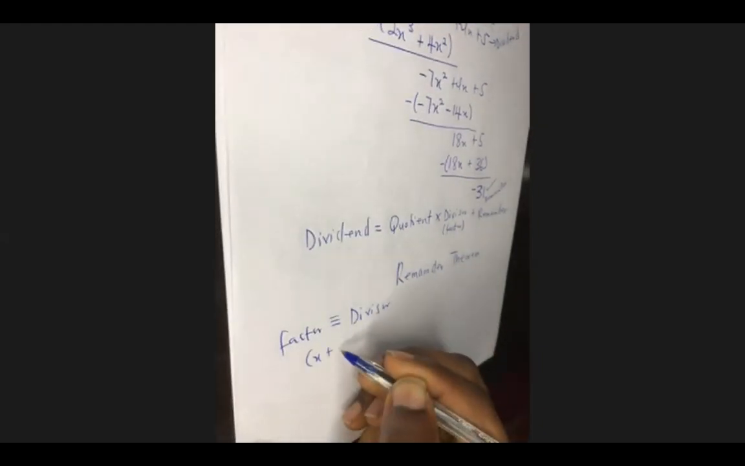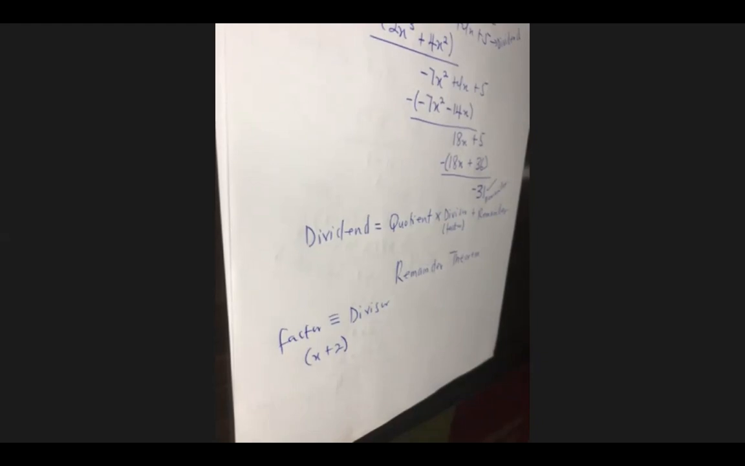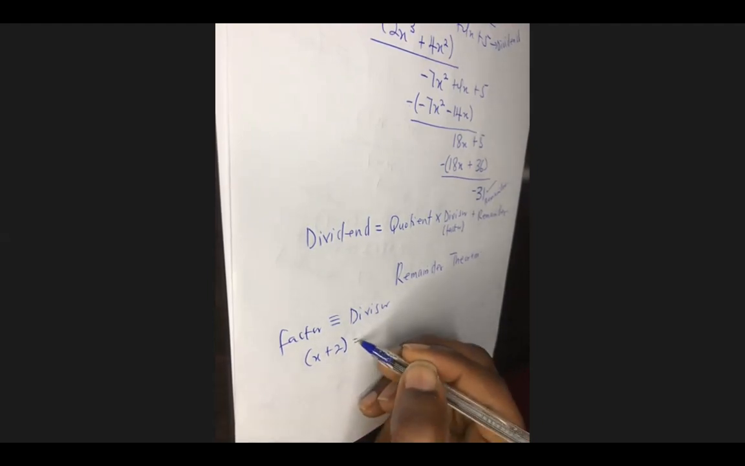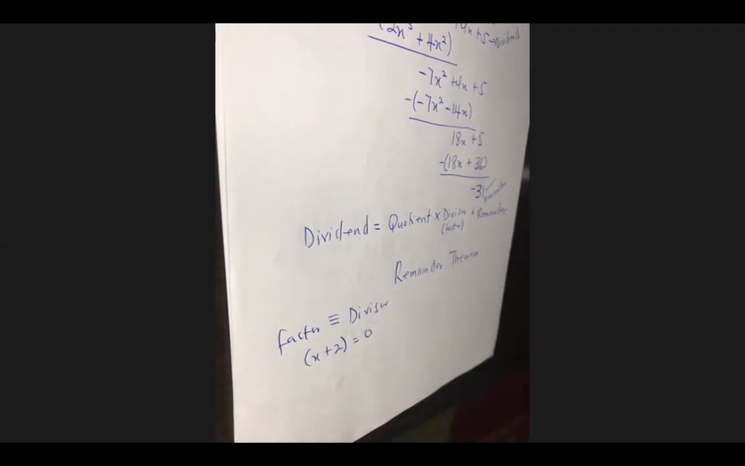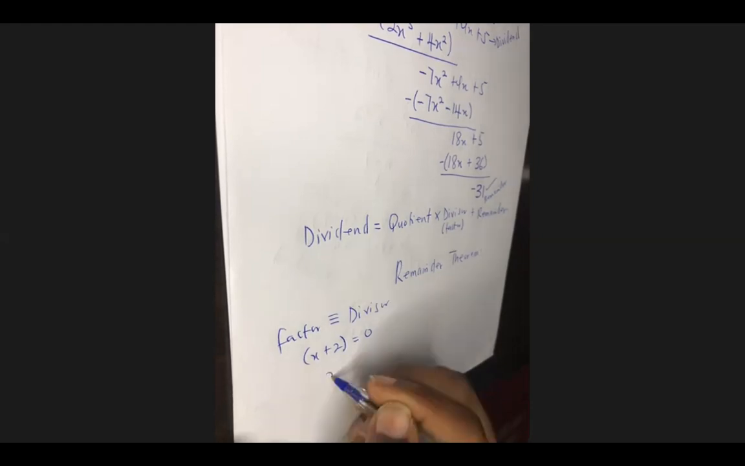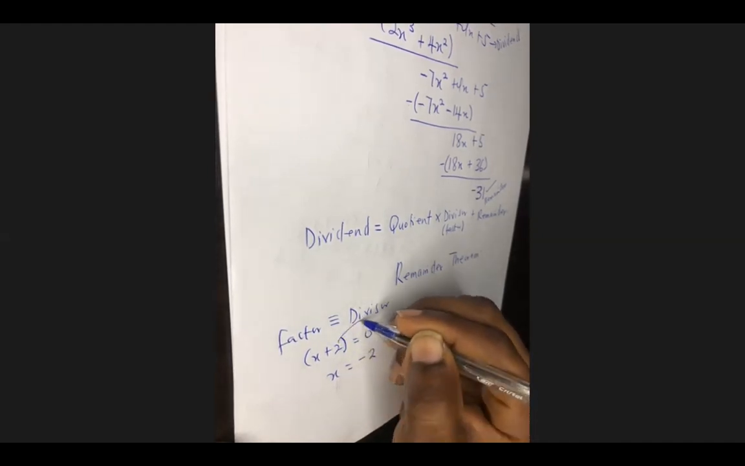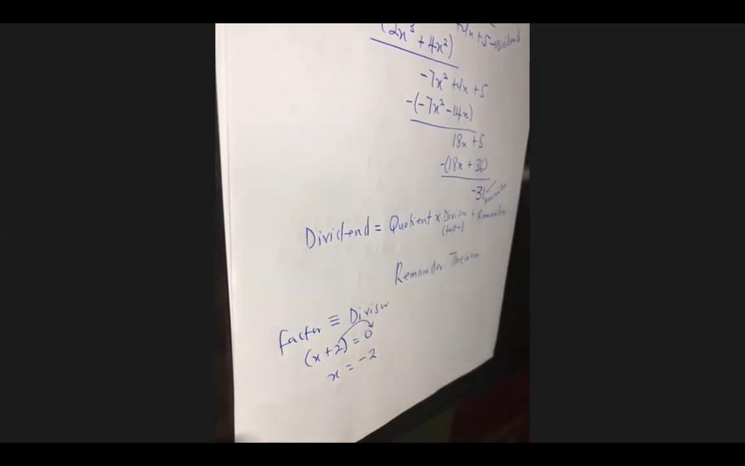x plus 2 is our factor. Good. Now, to use the remainder theorem, you need to equate the factor or the divisor to 0. So I have x plus 2 is equal to 0. Good. Now I find the value of x. So if I have x is equal to negative 2, because I'll pick this 2 and then it will cross the equal to sign, it becomes negative. So x is equal to negative 2.